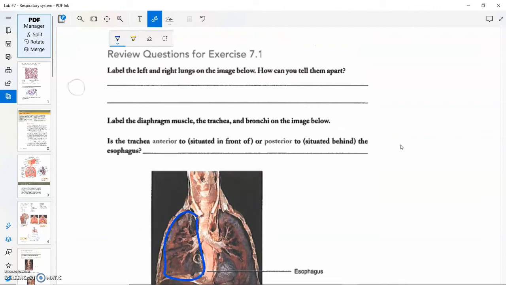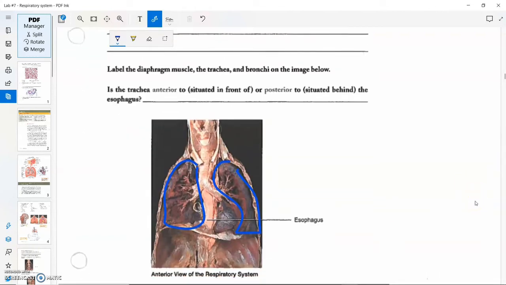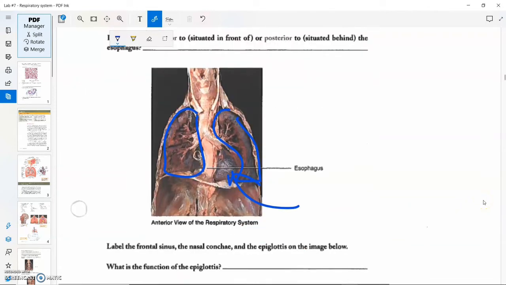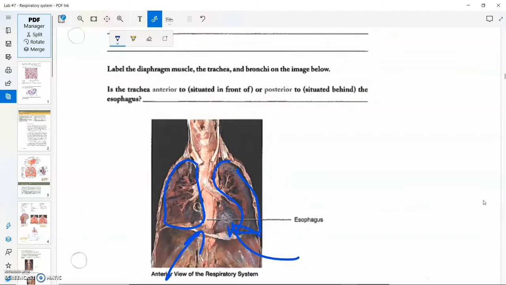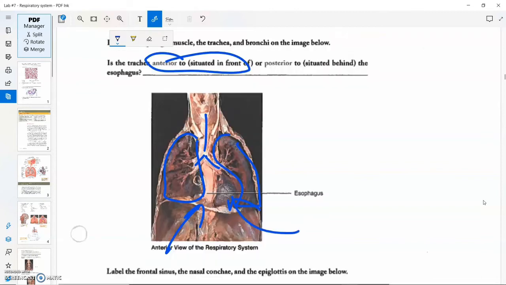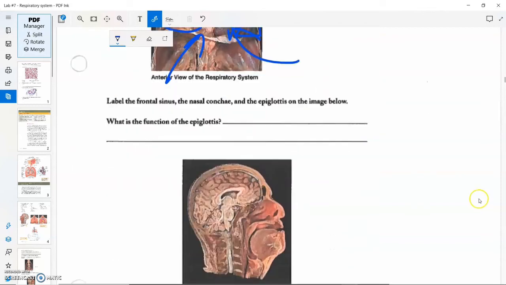So left and right lung. This is the right lung. This is left. We can tell them apart because the left lung has a cardiac notch to accommodate the heart. Diaphragm muscle is here. Trachea can be seen here, and those are primary bronchi. Trachea is anterior, in front of the esophagus. So the esophagus is exactly behind the trachea.